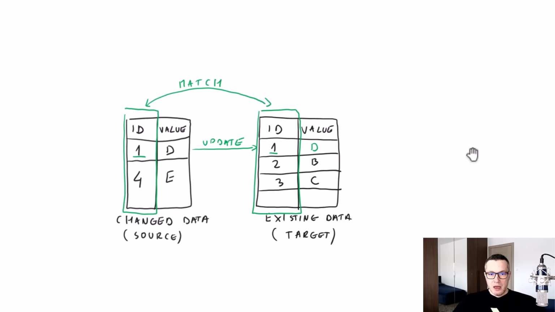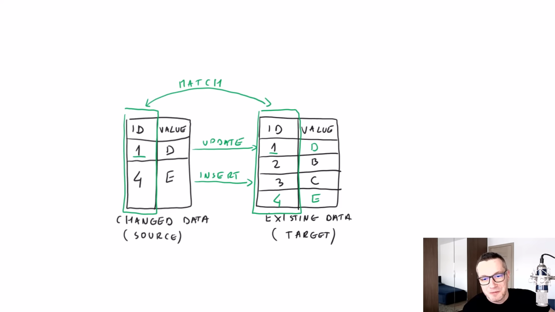But what if there is no match between source and target? That's the case for this row, because we don't have any rows in our target table with ID equal to 4. In this case, we would say, all right, if there is no match, then just insert it as a new row, which would result in adding a new row in our target table with ID set to 4 and the value set to E. And that's it. This logic can be written using a single merge statement.